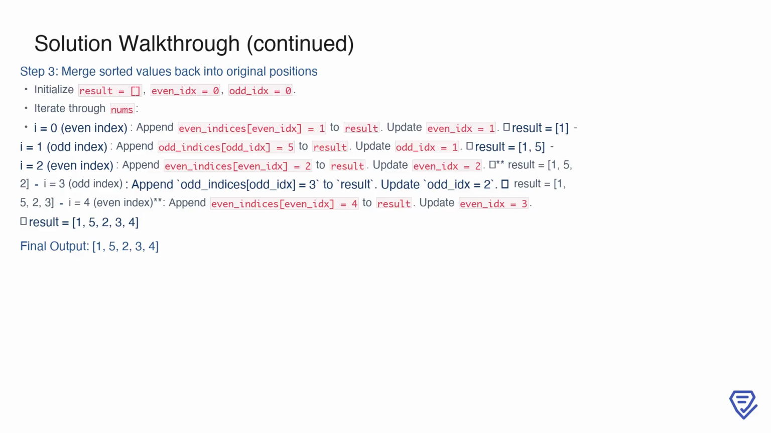For index 0, which is even, we append 1 from even_indices, updating the result to 1. At index 1, which is odd, we append 5 from odd_indices, making the result 1, 5. Continuing this process, we append 2 at index 2, 3 at index 3, and finally 4 at index 4. This gives us the merged result 1, 5, 2, 3, 4, which is the final output for this example.